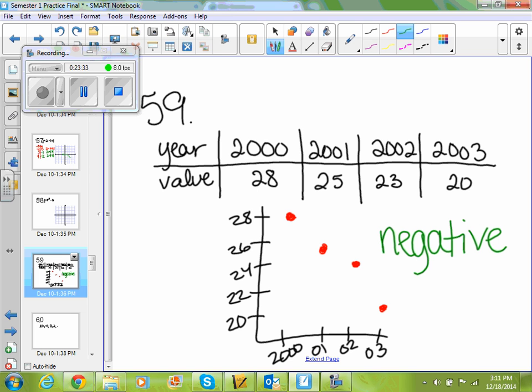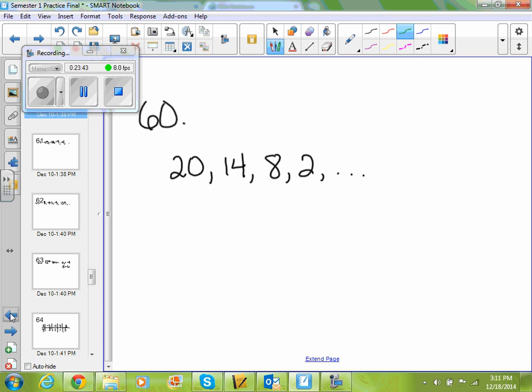Alright, so out of 60, 61, and 62, which 2 do you want to do? 60 and 62. Okay. So 20, 14, and 2, and I need to figure out whether or not it's arithmetic, find my common difference, and my next 3 terms.